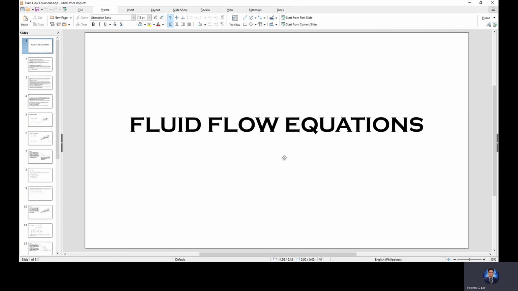Okay, good afternoon, everyone. So today we will discuss this topic, fluid flow equations. So this topic tackles the different equations, especially in the conservation of mass, conservation of energy, and conservation of momentum applied in the flowing liquid and in a pipe or in an open channel.